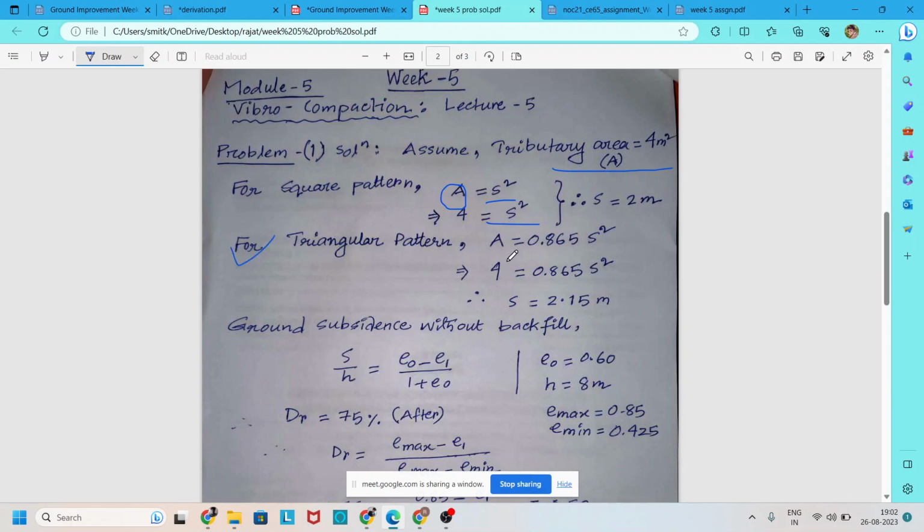For triangular pattern, the formula is a little bit modified: the influence or tributary area is equal to 0.865 s square. So by this formula, the spacing is 2.15 meter. So we easily find out the spacing by these two formulas for square pattern and triangular pattern, which will also help you. This problem is also helpful for your assignment.